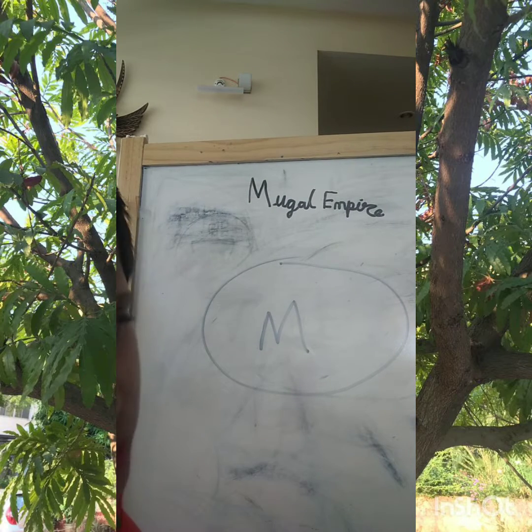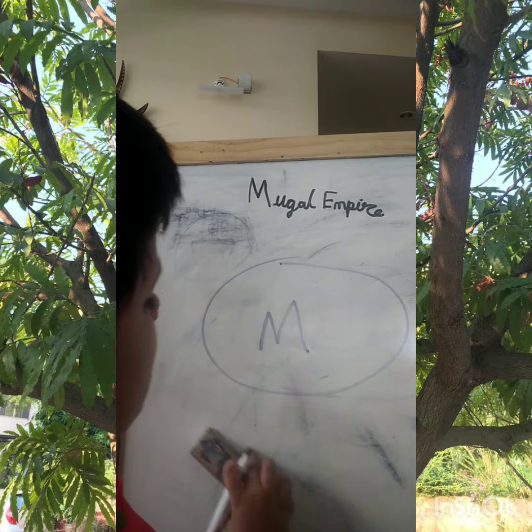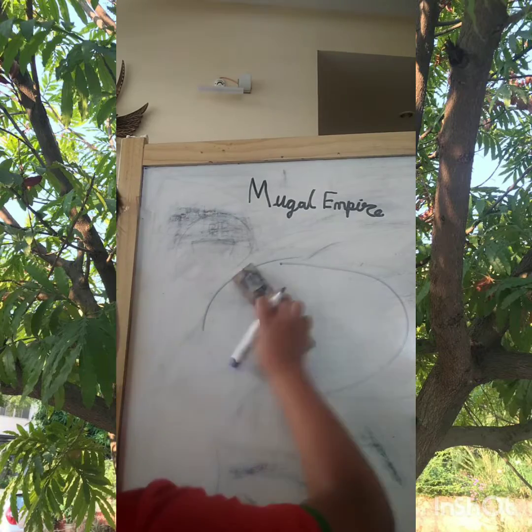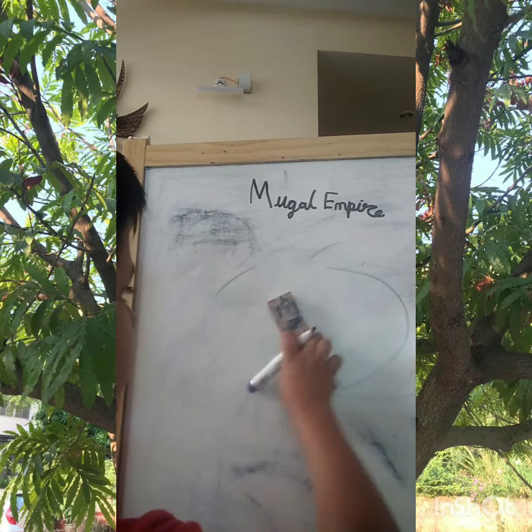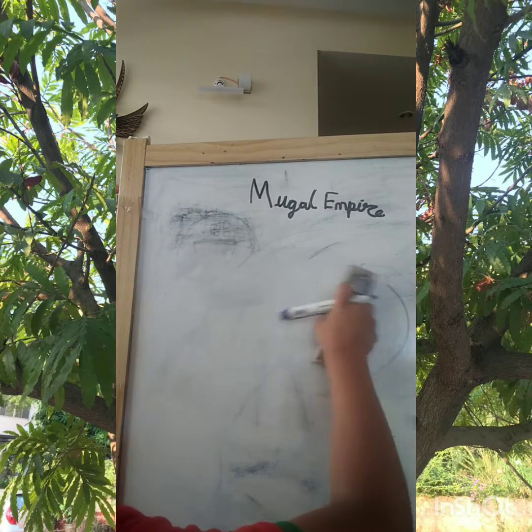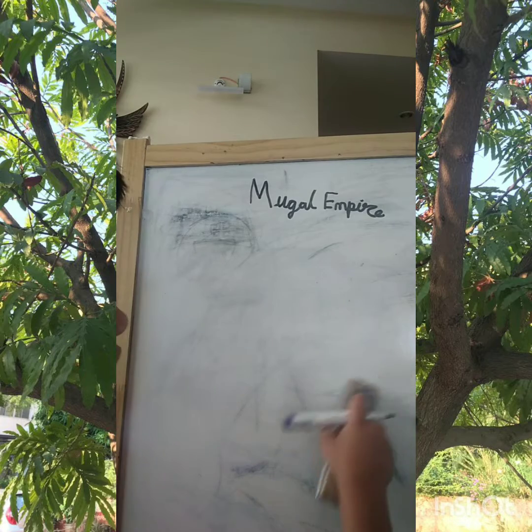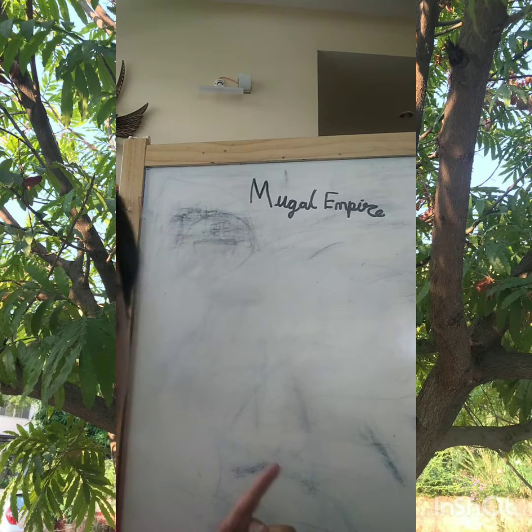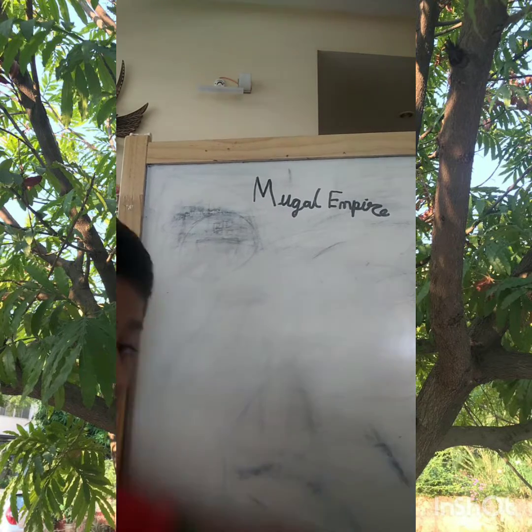Soon, Humayun died at the steps of his library, but the Mughals did not stay defeated for long, as his son Akbar became the greatest emperor in the whole Mughal dynasty.